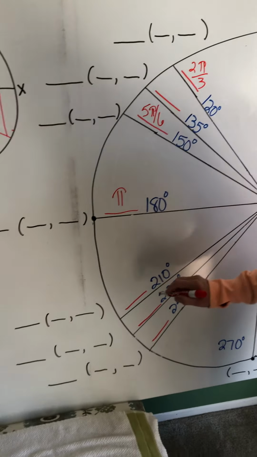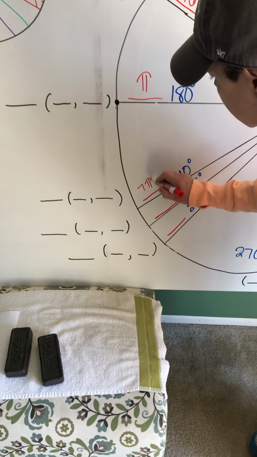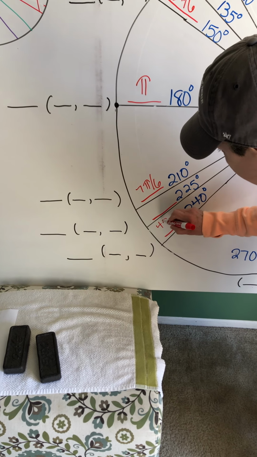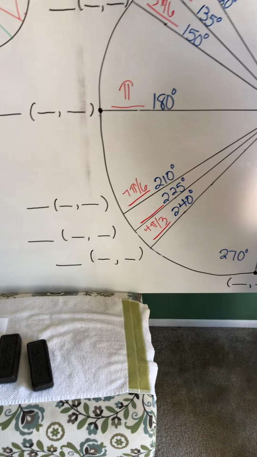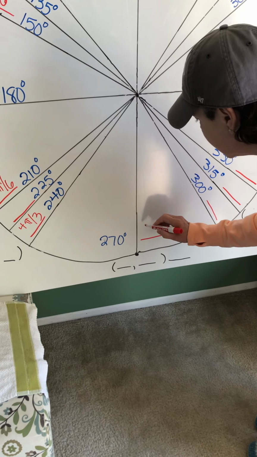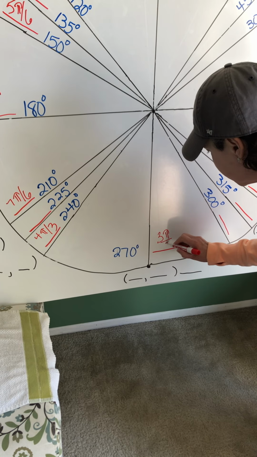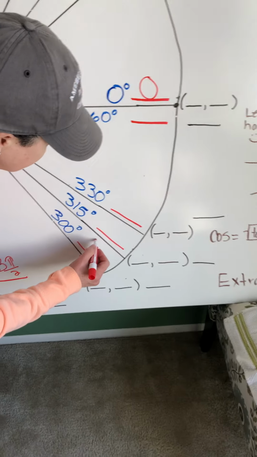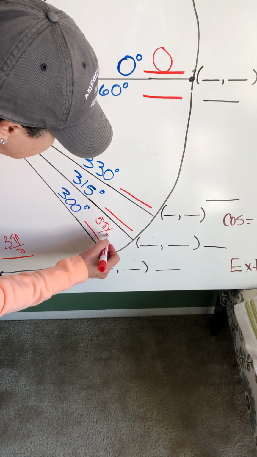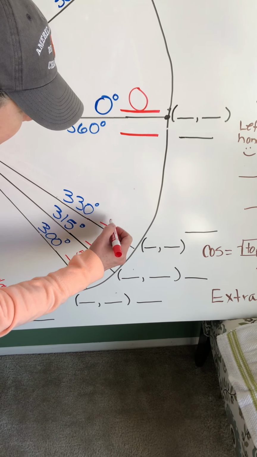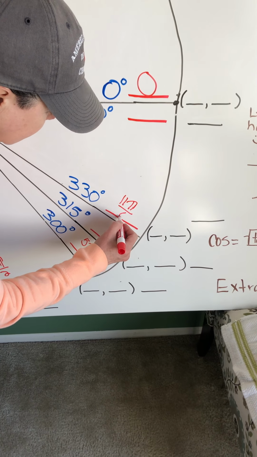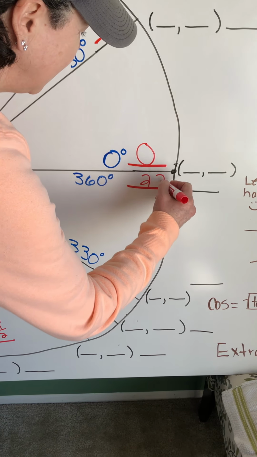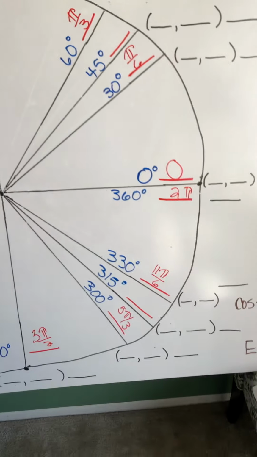Let's keep going. 7 pi over 6, 8 pi over 6 is 4 pi over 3, 9 pi over 6 is 3 pi over 2, 10 pi over 6 is 5 pi over 3, 11 pi over 6, and 12 pi over 6 is 2 pi, just like we said when we did our radian video.